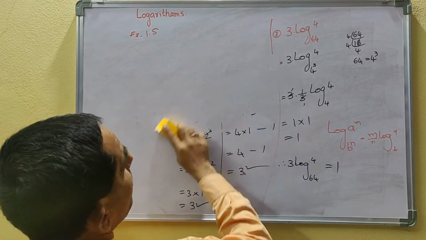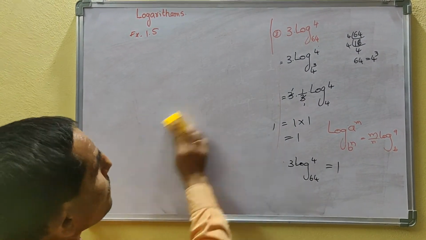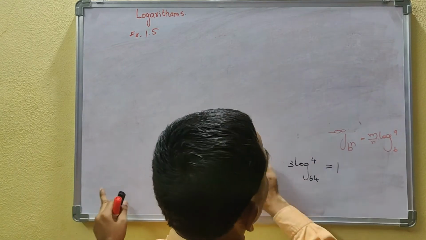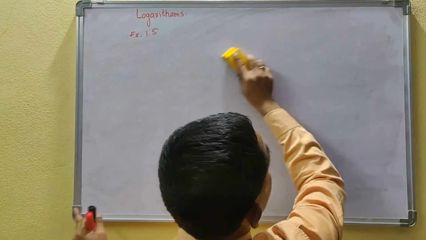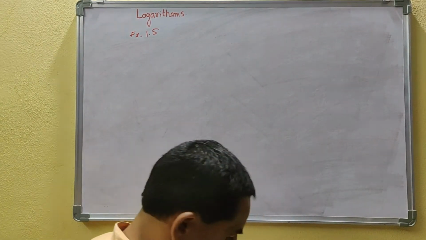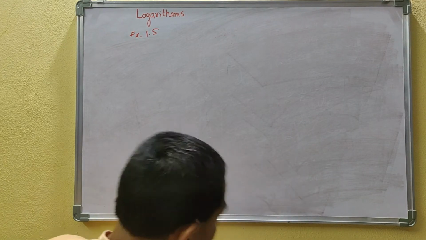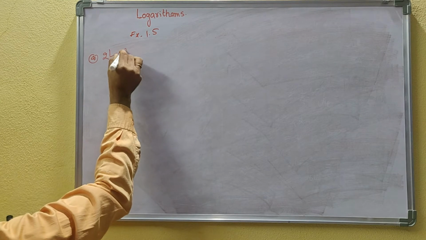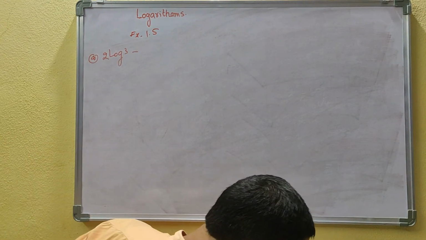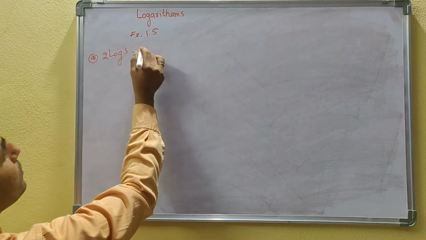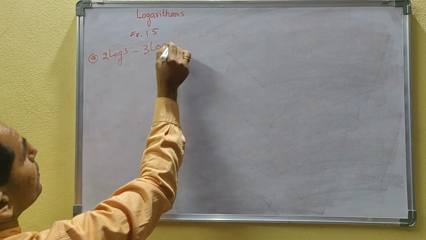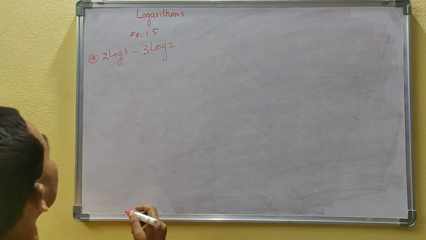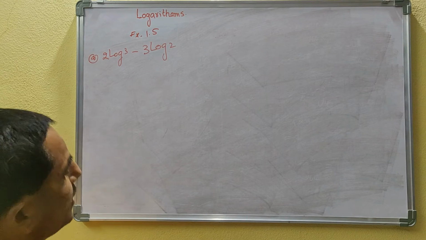Next, start over. Next, fourth question: 2 log 3 minus 3 log 2. Next question: 2 log 3 minus 3 log 2.